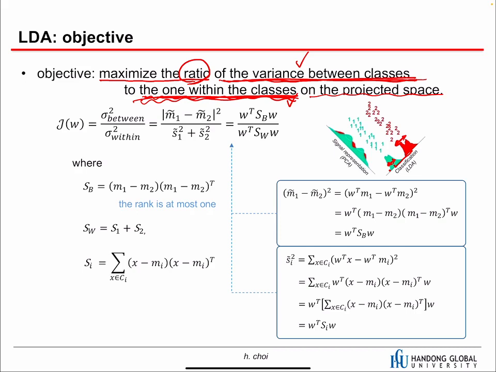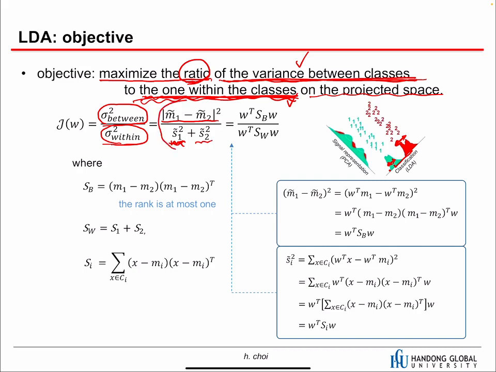So how can we define this objective with equations? First, this is a ratio. So we have the variance between the classes, and then the variance within the classes. The variance between classes is actually the distance between the mean vectors on the projected space. And the variance within the classes is S sub 1 tilde square plus S sub 2 tilde square. This one is the variance within the first class, and this one is the variance within the second class.